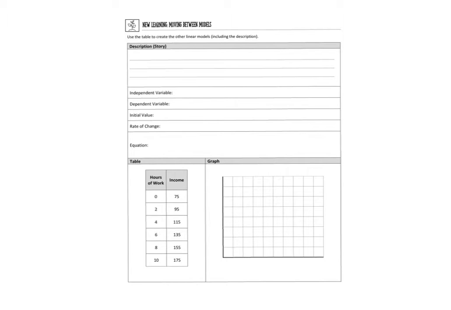Hi everyone, today we're going to look at how we can move between different linear models. We'll begin with a table and we'll use it to create a story and an equation and a graph.